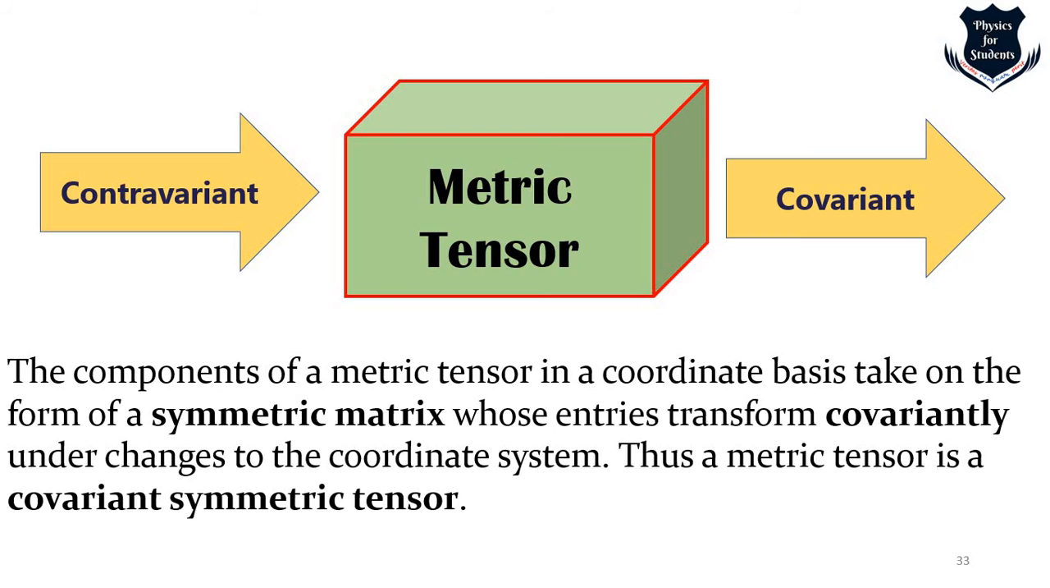Okay. So you see now the definition of the metric tensor: the components of the metric tensor in a coordinate basis, whatever basis that we select, take on the form of a symmetric matrix whose entries transform covariantly. It takes contravariant, which is the left hand side arrow, and converts to covariant under changes of the coordinate system. That means from Euclidean we are moving to whatever coordinates, spherical, polar, whatever, so it will change it. And this is why we call it a covariant metric tensor. Things will become clearer. Let me show you.